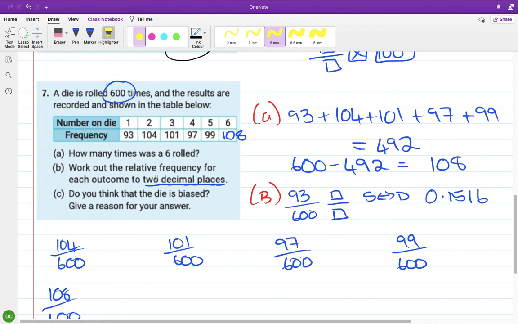Okay, we'll try another one. So example 8.17 goes into your copy. A bag contains 2 red, 3 green, and 5 blue marbles.